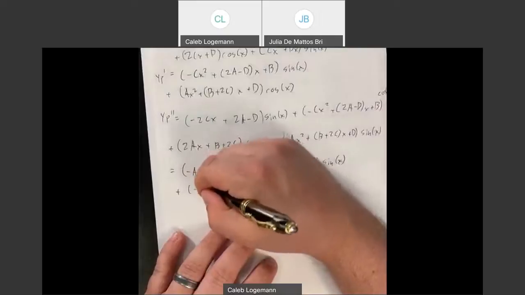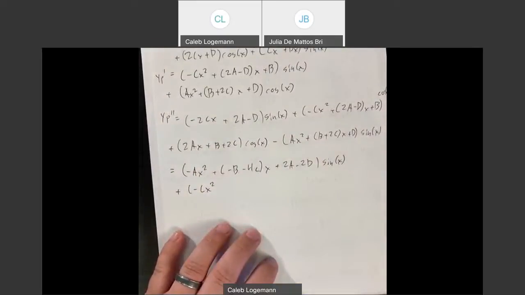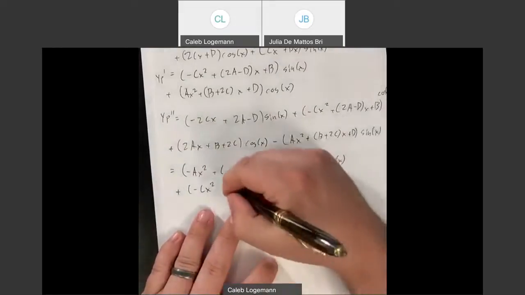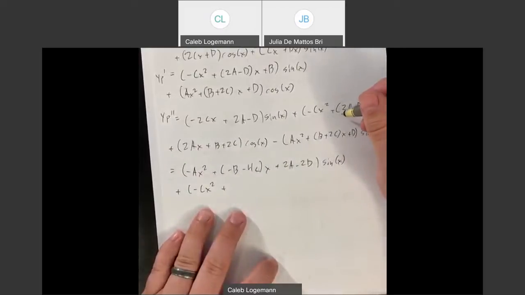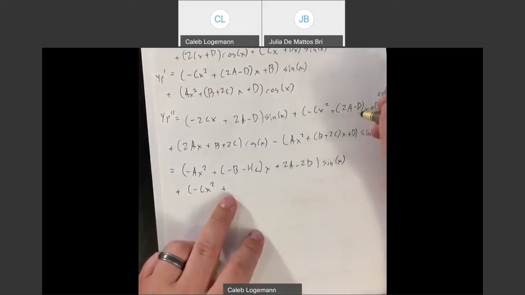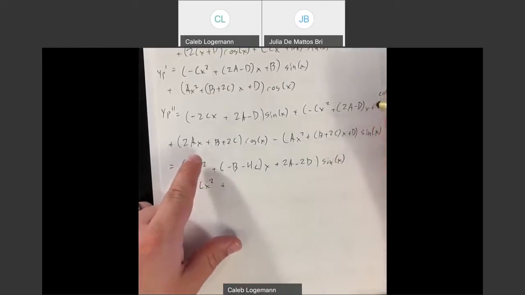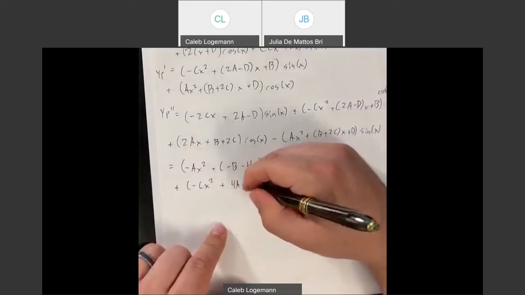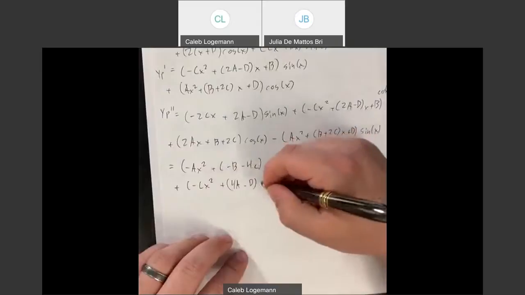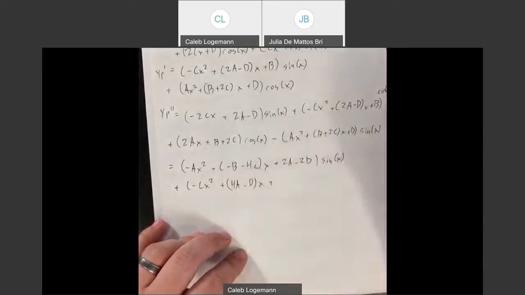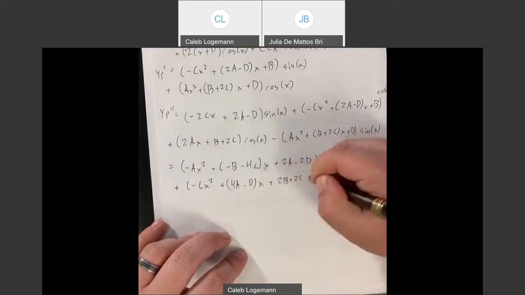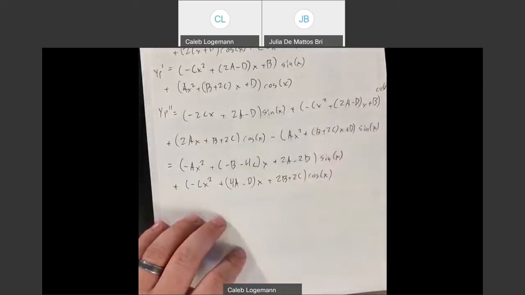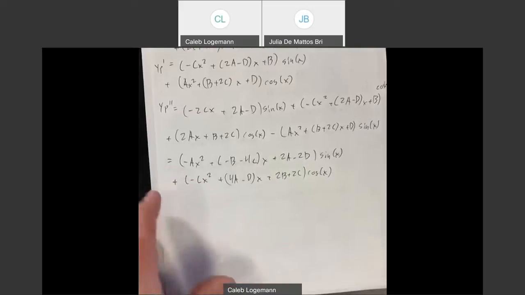Cosine, we have minus cx squared plus 2a minus d, so plus the x terms, so we have 2a minus d, and then we have plus another 2a, so we have 4a minus d times x plus the constant terms b plus 2c plus another b, so we have 2b plus 2c cosine of x. Okay, so that's y double prime.